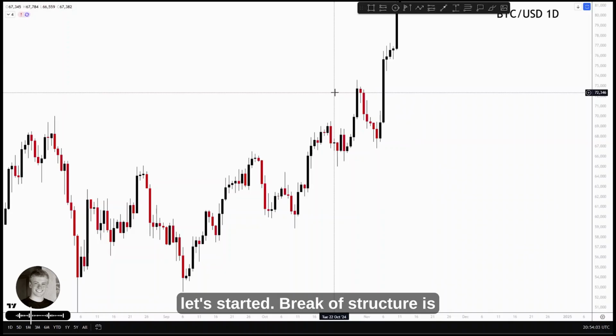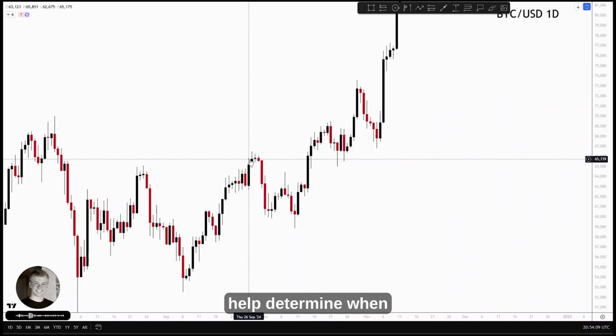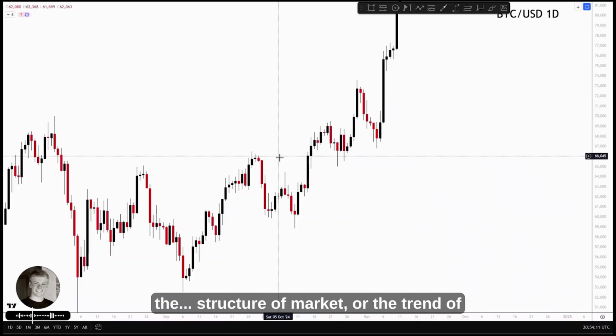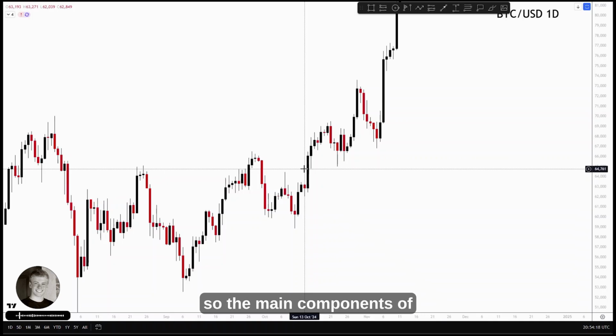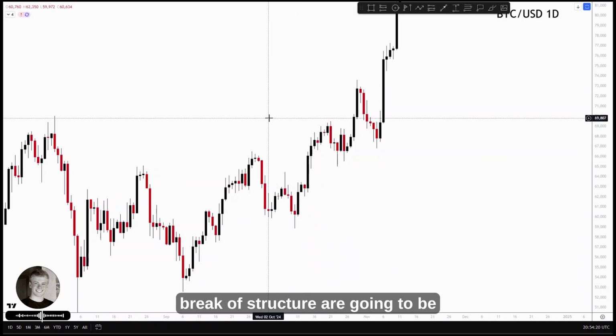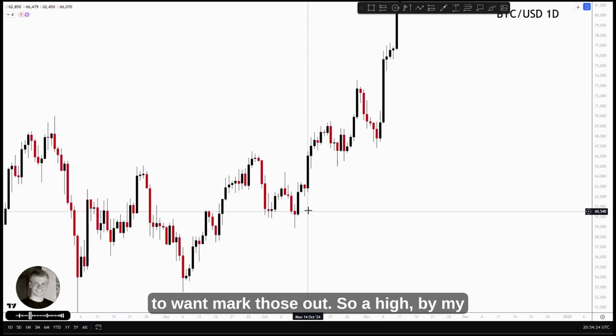So let's get started. Break of structure is a tool used when analyzing charts to help determine when the structure of the market or the trend of the market is changing. And so the main components of break of structure are going to be the highs and lows of the chart. You're going to want to mark those out.